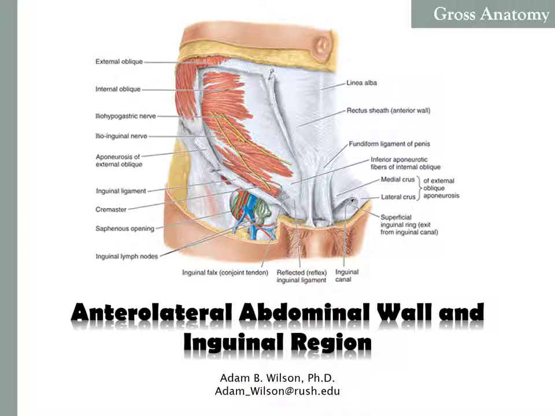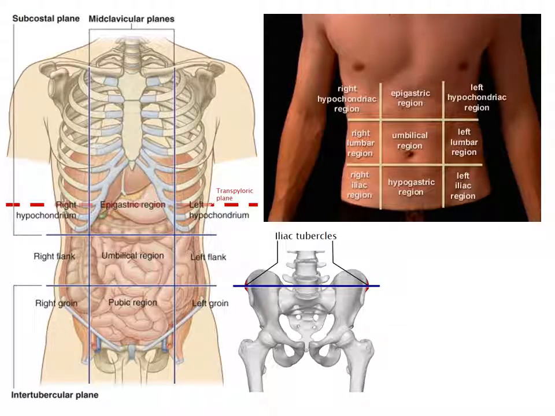In this video, the anterolateral abdominal wall and the inguinal region will be discussed. To begin, I would like to orient you to the surface anatomy of the abdominal wall. The abdominal wall is a dynamic structure that contracts to increase intra-abdominal pressure and distends to accommodate expansion for pregnancy, ingestion, fat deposition, and even pathology.